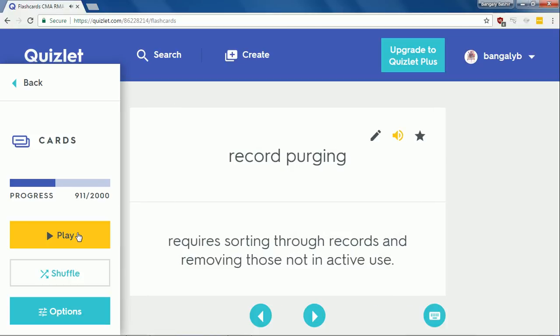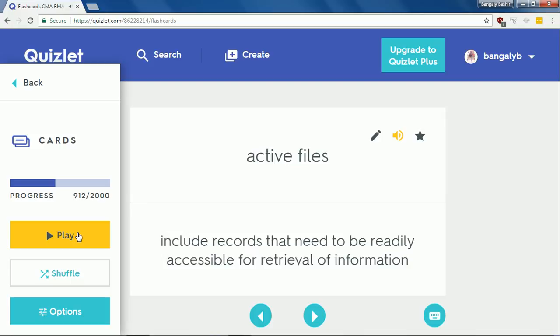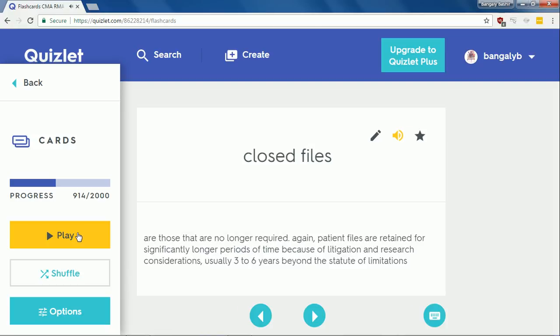Record purging requires sorting through records and removing those not in active use. Active files include records that need to be readily accessible for retrieval of information. Inactive files consist of records that need to be retained for possible retrieval of information, but are not currently being accessed. Closed files are those that are no longer required. Again, patient files are retained for significantly longer periods of time because of litigation and research considerations, usually 3 to 6 years beyond the statute of limitations.